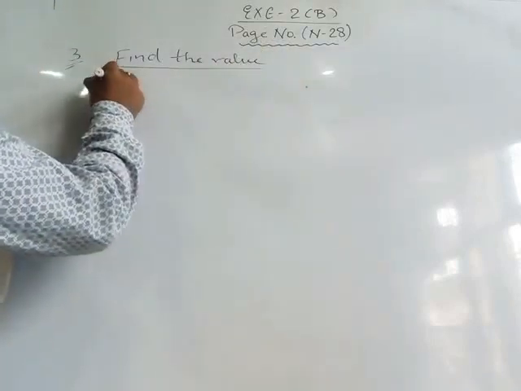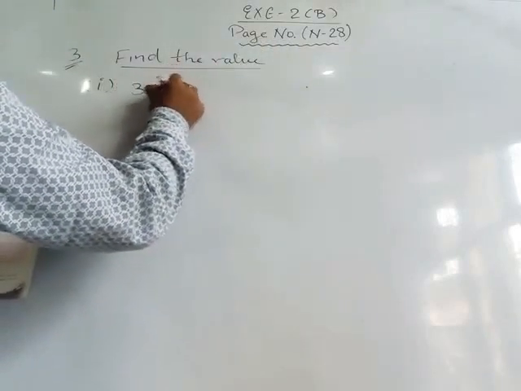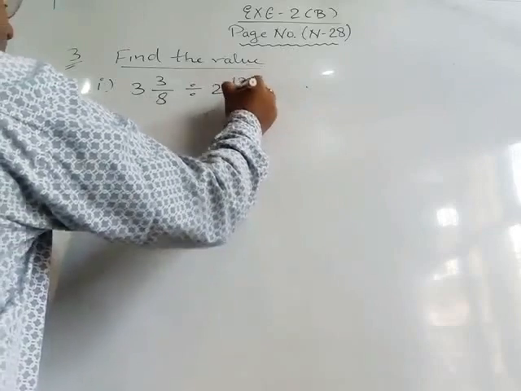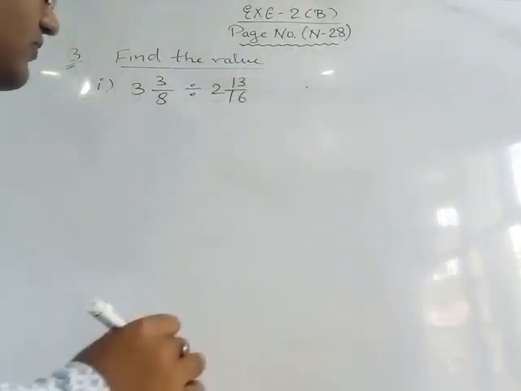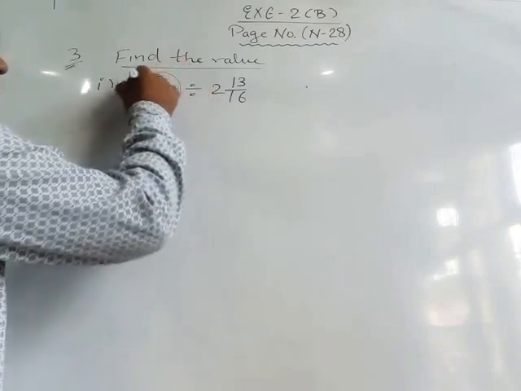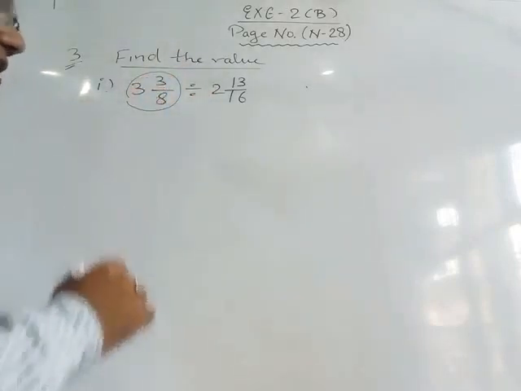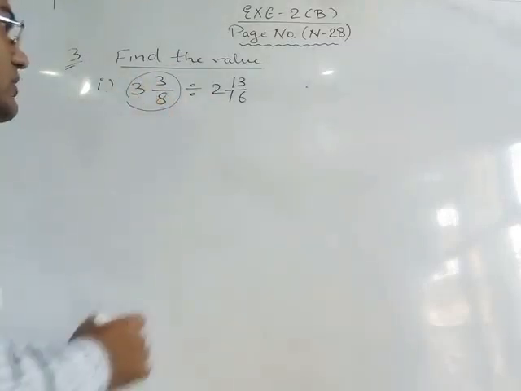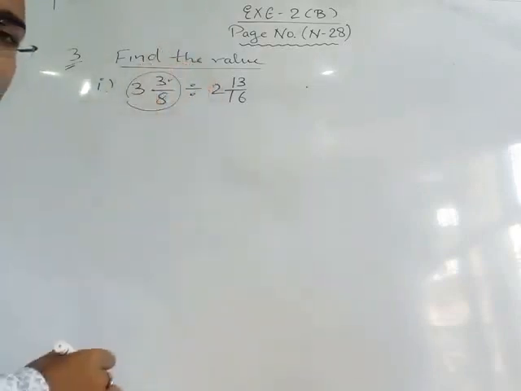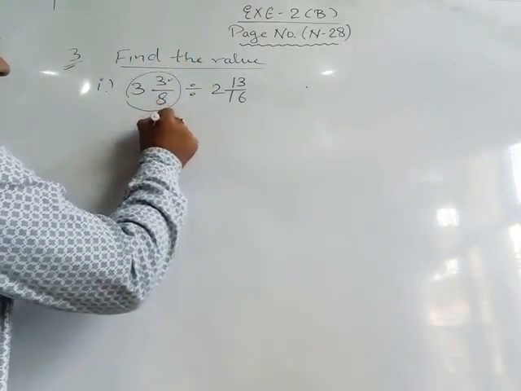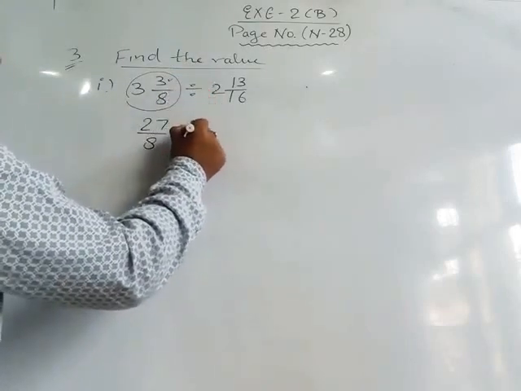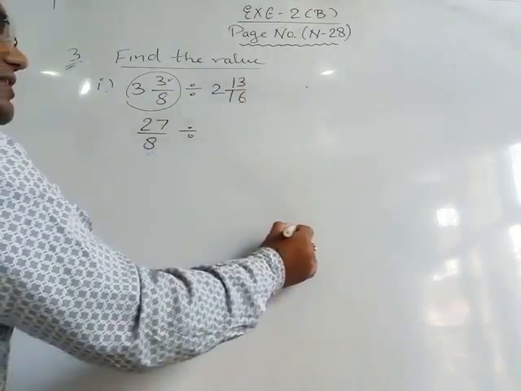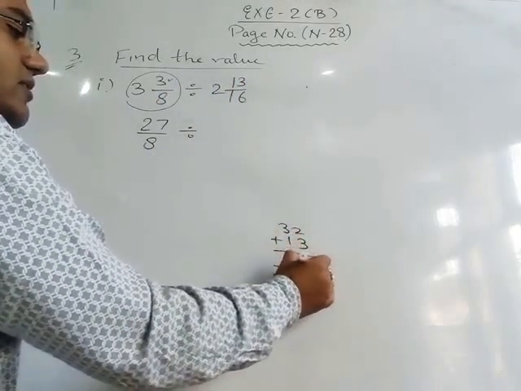First part, 3 whole 3 upon 8 divided by 2 whole 13 upon 16. This is the question. So first of all, what we have to do? This is a mixed fraction. We will change this mixed fraction into improper fraction. 8 multiply 3 we will do. 8 3s are 24. To that 24 we have to add this 3. 24 plus 3 will become 27 upon 8, divided by, 16 2s are 32. To 32 we have to add 13. So when we add these two, the answer will be 45. So 45 upon 16.